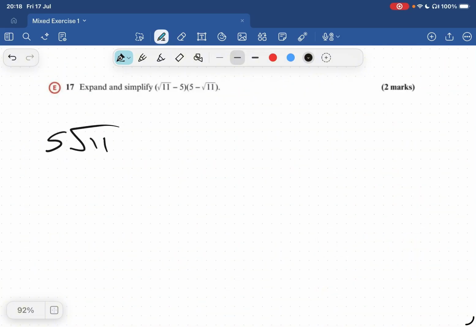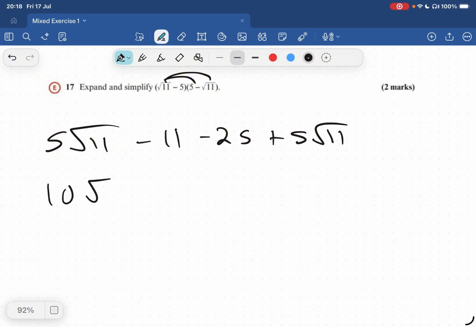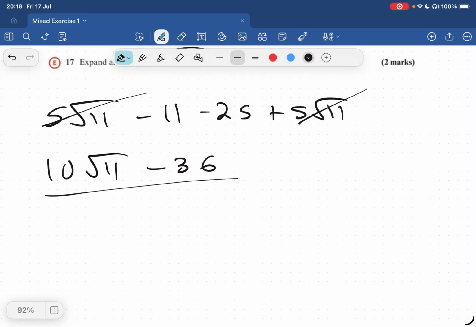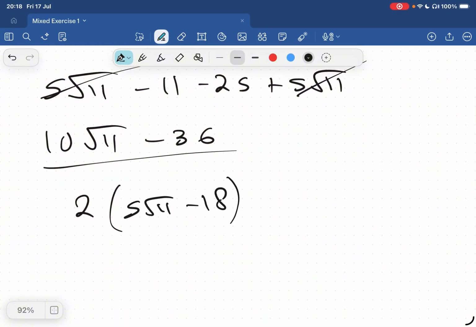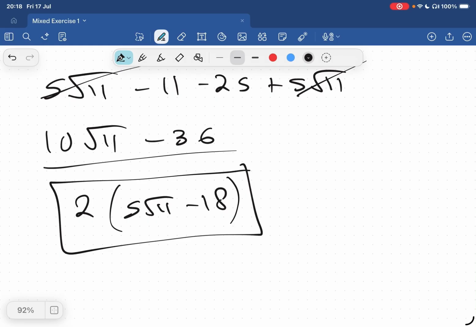5 root 11 minus 11 minus 25 plus 5 root 11. Now the simplifying bit, 10 root 11 minus 36. Okay, and that is our final answer. Well, we could group together 2 at the front, 5 root 11 minus 18, if we want to simplify it even further.